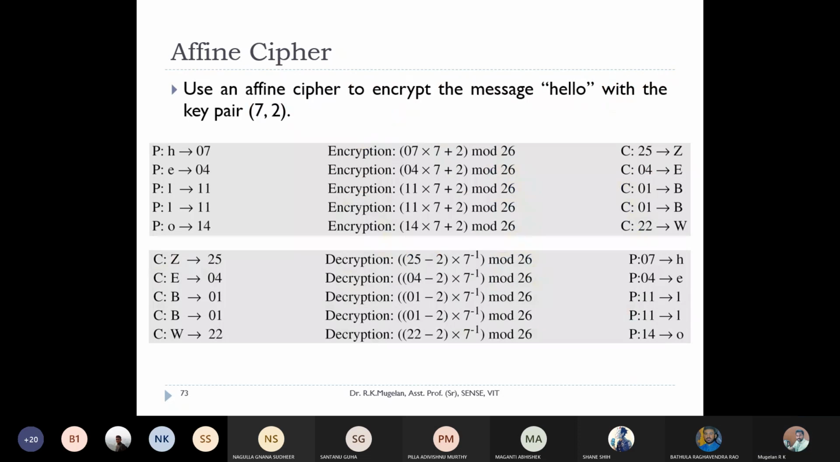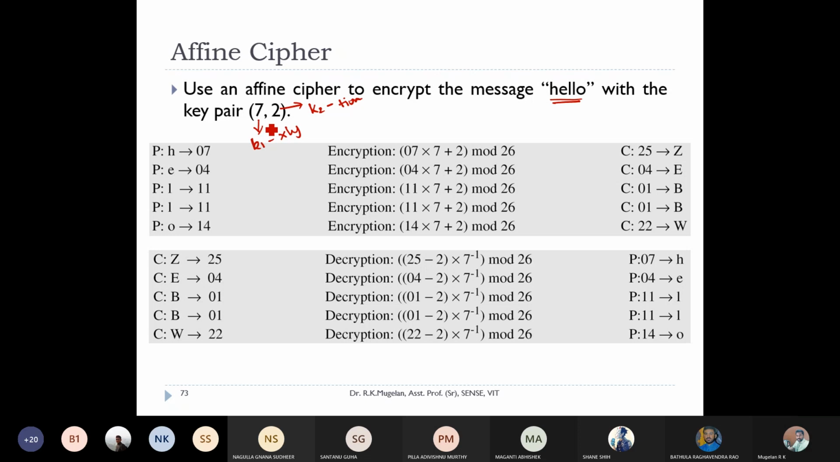So this is how your affine cipher will look. We'll provide you with a plain text in the examination, and we'll give you a key pair. Whenever a key pair is provided, the first one is taken as K1, which is used for multiplication, and the second is K2, which is used for addition. In the examination, we won't say this is for multiplication and this is for addition. You have to know it yourself.